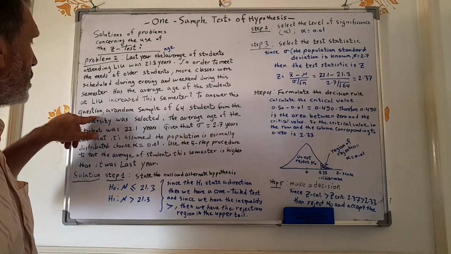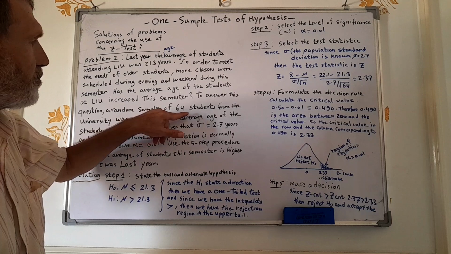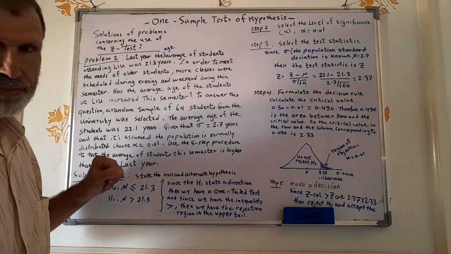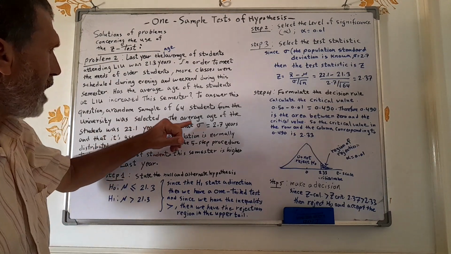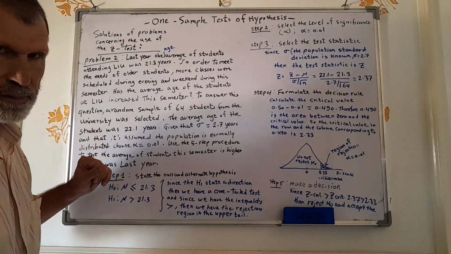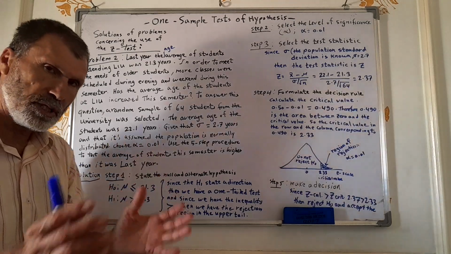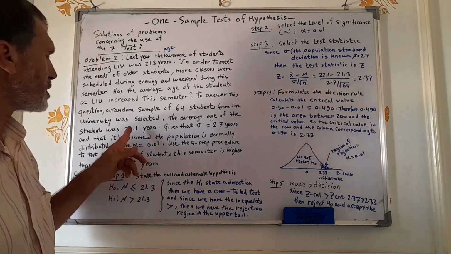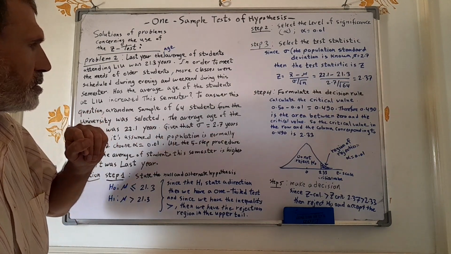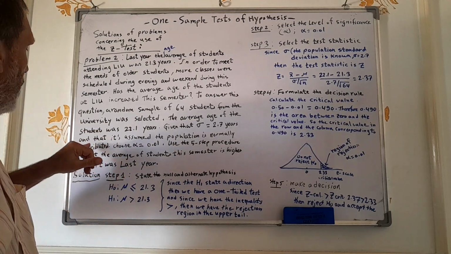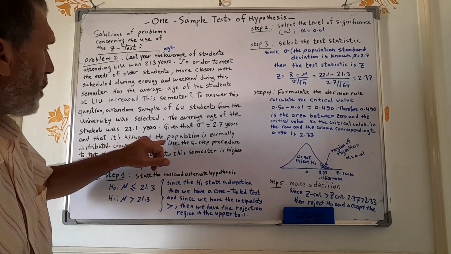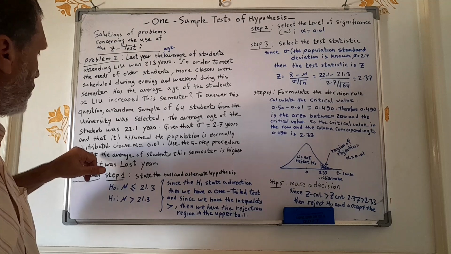To answer this question, a random sample of 64 students from the university was selected. The average age of the students selected, 64 students, was 22.1 years. Given that sigma is equal to 2.7 years, and that it is assumed the population is normally distributed.